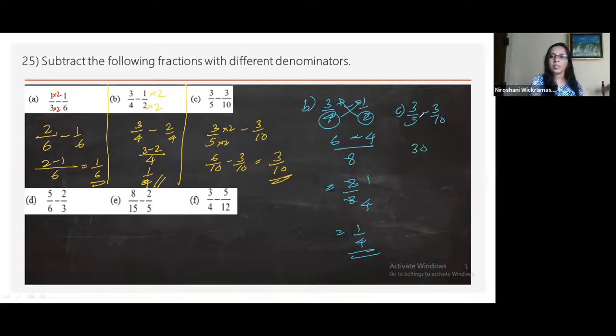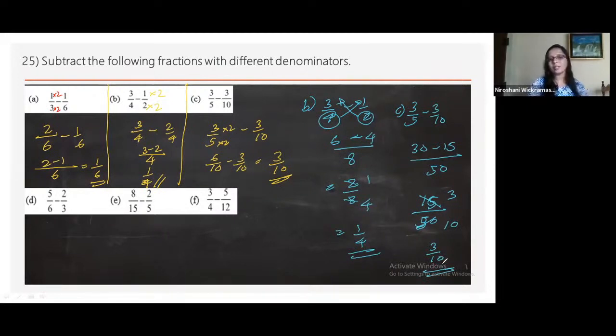10 times 3, 30. 5 times 3, 15. 50. 15 over 50. How many 5's are here? 3. How many 5's? 10. 3 over 10. Other method, right?